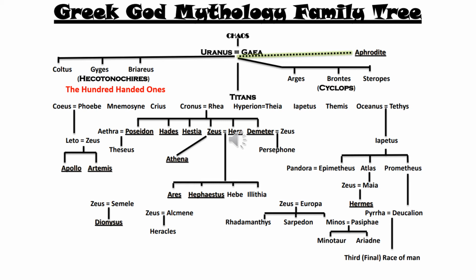Gaia eventually was able to convince one of the Titans to overthrow her husband. Kronos ended up, in some versions of the story, chopping pieces of Uranus's body off, and Uranus ran away. In other versions of the story, he actually killed Uranus. And from the blood that fell into the ocean, Aphrodite sprang forth. She's Uranus's daughter, but not Gaia's daughter.